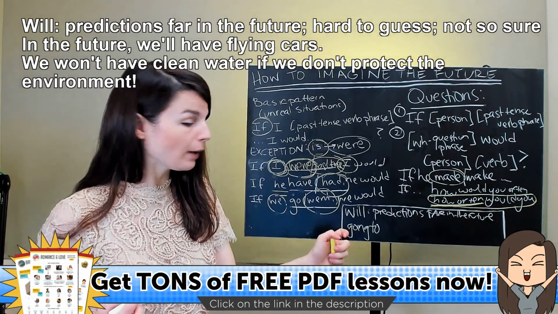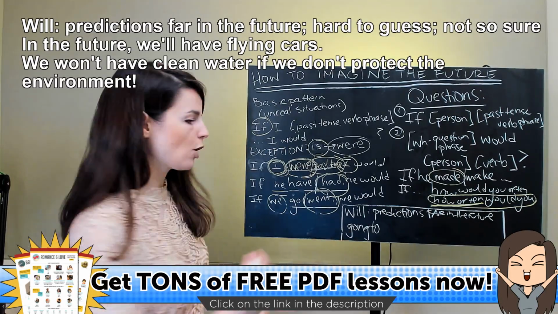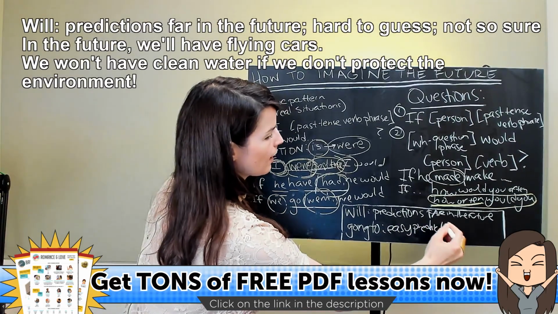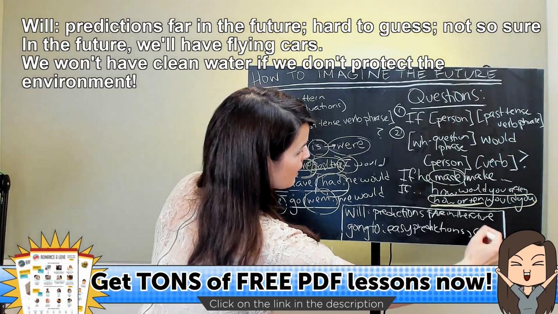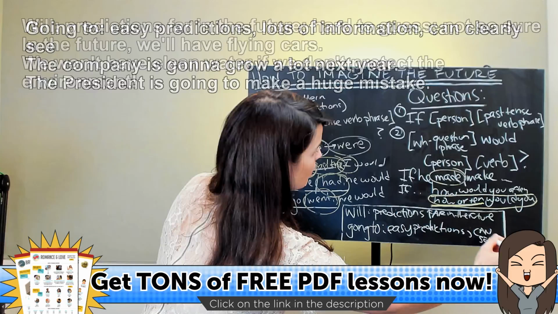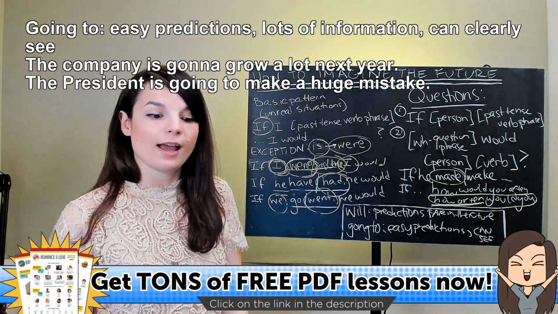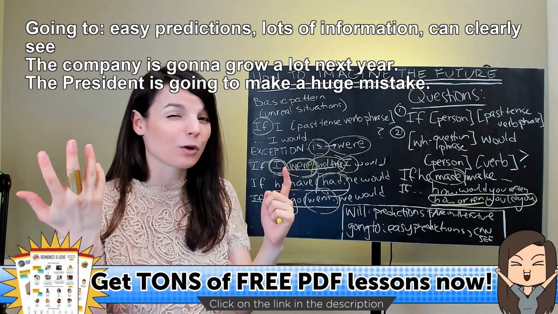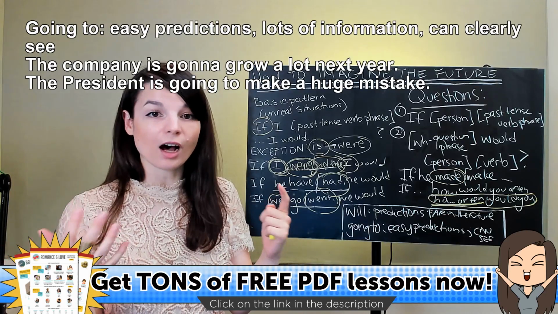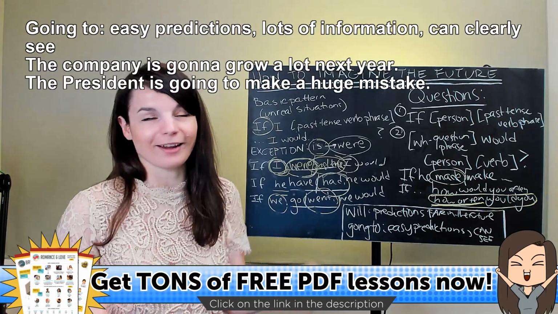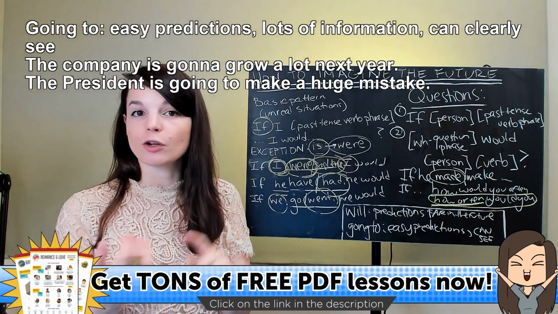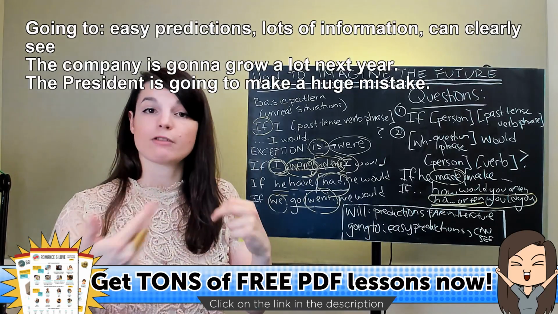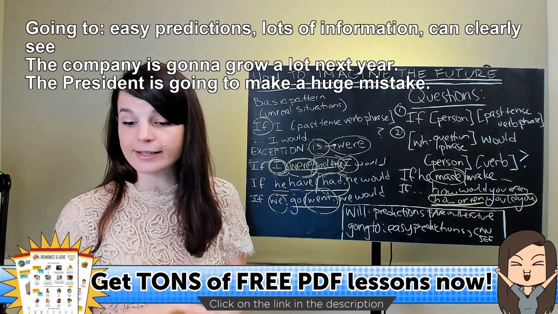However, going to is a little bit different. So going to, we use these for easy predictions. So things we can see. For example, if you're watching a soccer game and you can see the player moving towards the ball and you can guess what he's going to do or she's going to do, you can say, he's going to shoot a goal or something. You can use going to for things that are easy to see, easy to predict. Based on the information we have, we can make a strong guess about that.